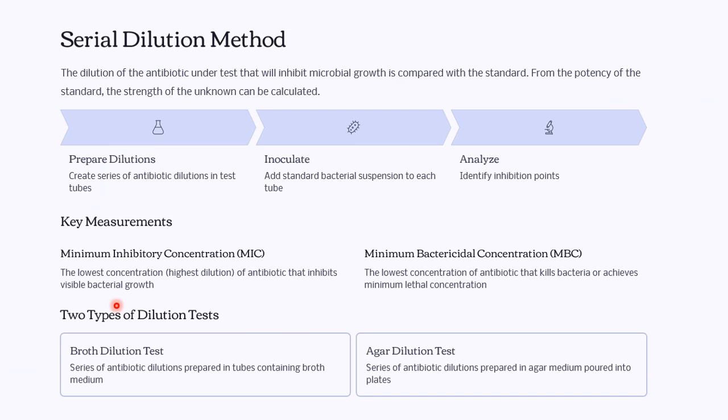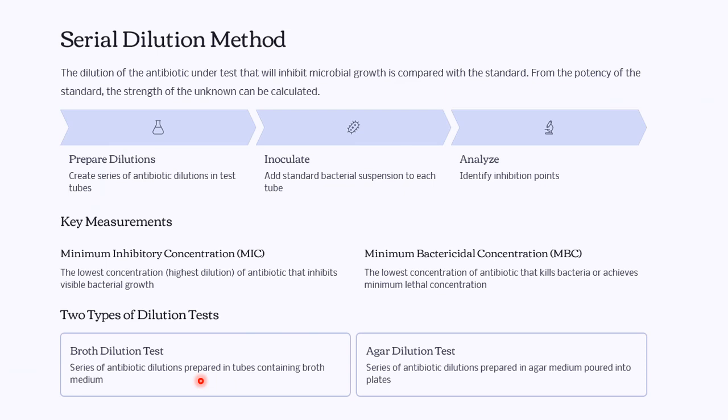The minimum bactericidal concentration is the lowest concentration of antibiotic that kills bacteria. Clear? The minimum inhibitory concentration is the lowest concentration that inhibits the growth of bacteria, but the minimum bactericidal concentration or MBC is the lowest concentration of antibiotic that kills the bacteria or achieves minimum lethal concentration. Clear? Then there are two types of dilution test, broth dilution and agar dilution.